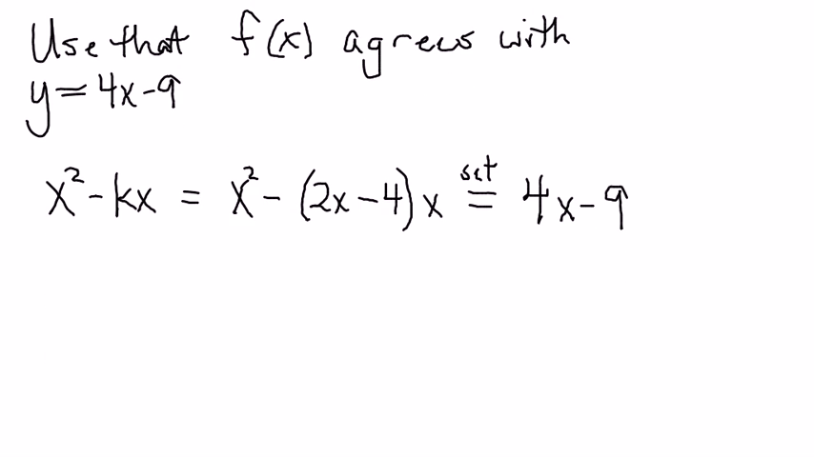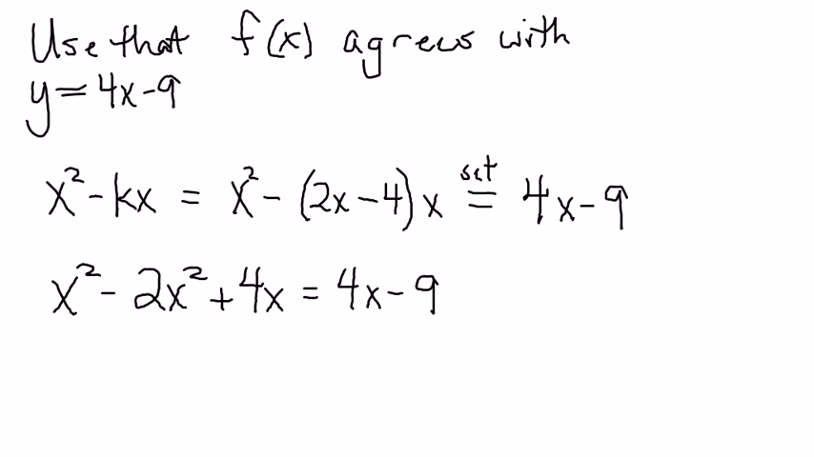Now, we'll do a little algebra here. x squared minus 2x squared plus 4x equals 4x minus 9. The 4x's go away. Minus x squared is minus 9. x is plus or minus 3. So, if I went through that kind of fast, you can just pause the video and do the algebra for yourself. That probably isn't a problem.